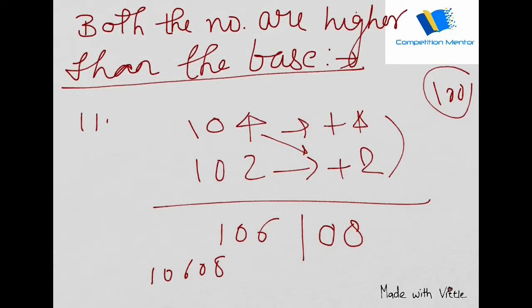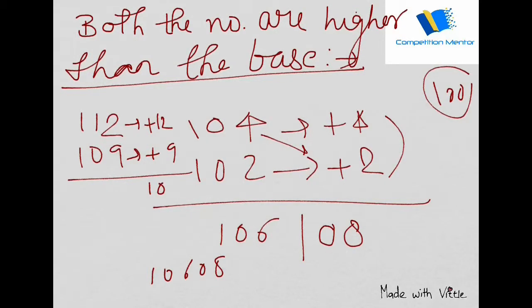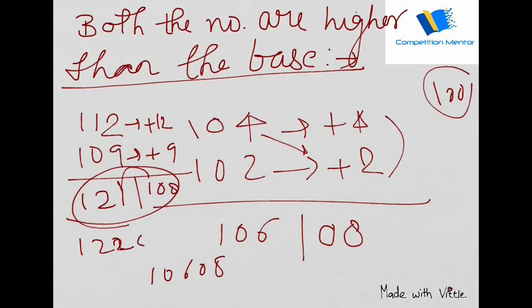Try it with 112 and 109. So plus 12, plus 9. So 9 into 12: 12 into 10 is 120 minus 12 is 108. So in this we got 108. 1 will get carried because only 2 digits stay. So I'm going to say 12208.